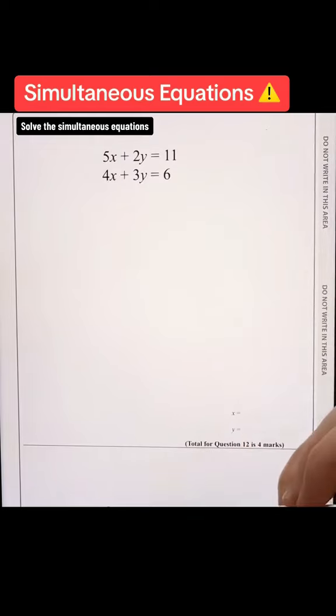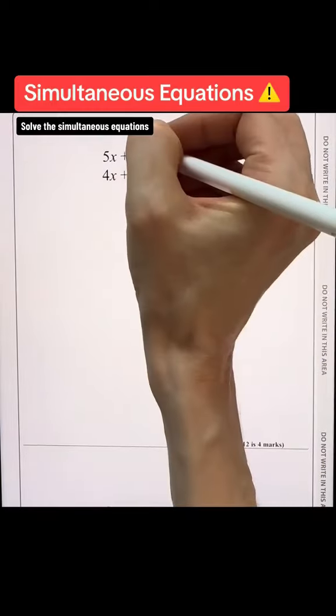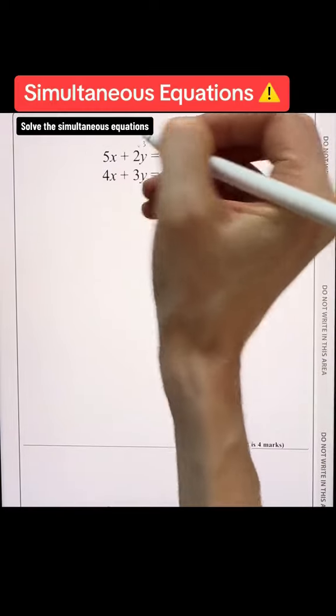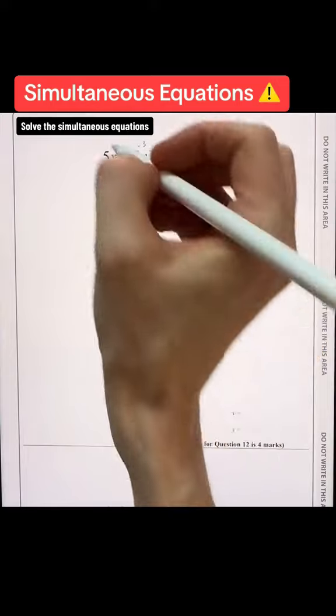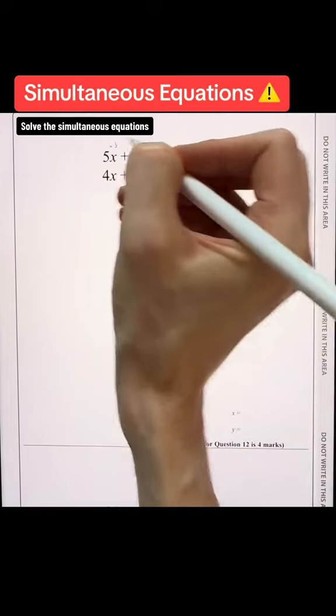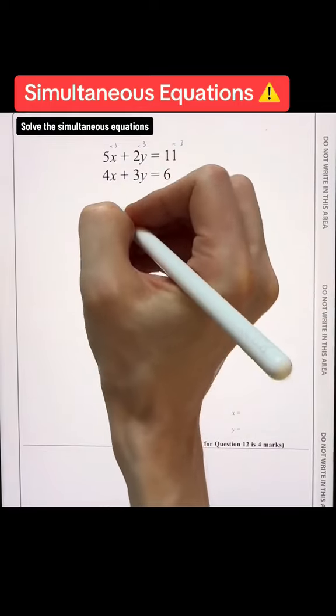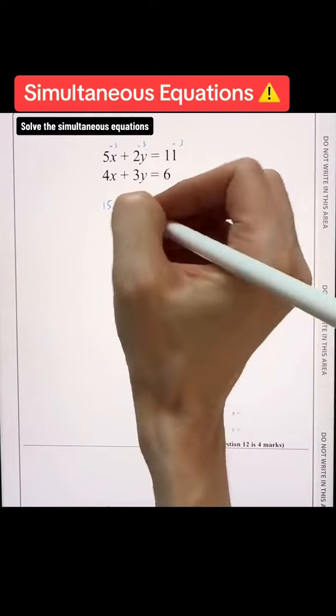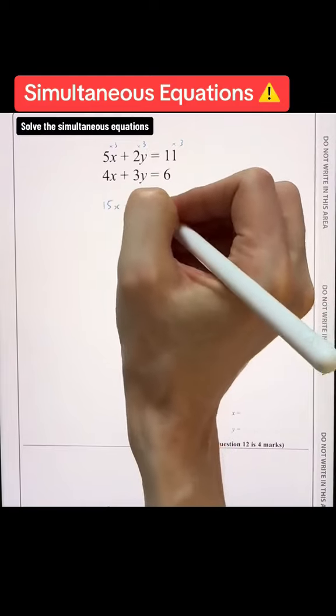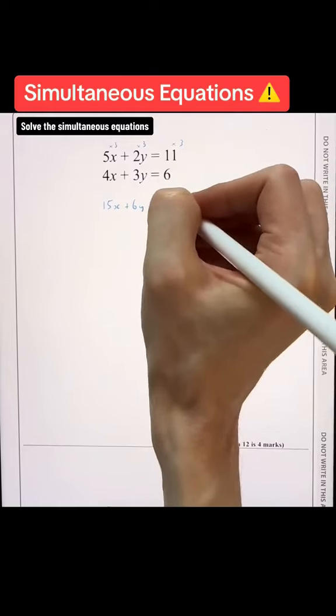Look at my first equation. What do I multiply 2 by to get to 6? I need to multiply it by 3. Hence, the rule is I must multiply that full equation, in this case equation 1, by 3, to keep it equivalent. Well, 5x times 3 will give us 15x. 2y times 3 will give us 6y. And 11 times 3 will give us 33.